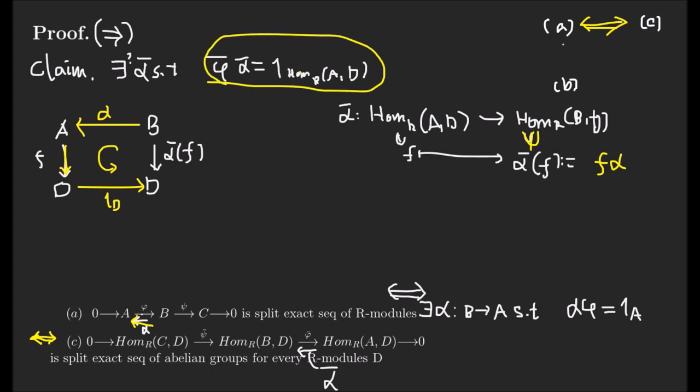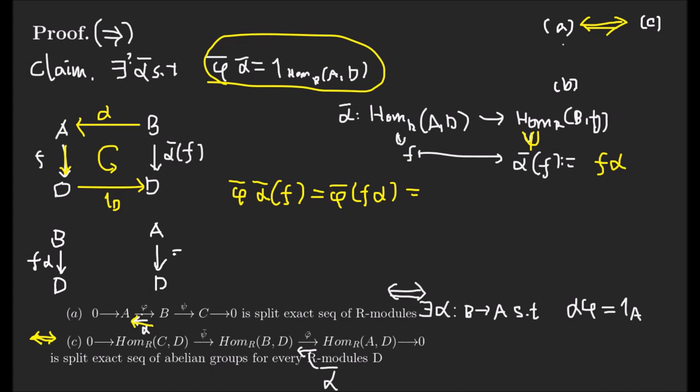Then our claim is that this map holds this relation. Let's check this. Bar alpha f, by our definition, is phi f alpha. And what is phi f alpha? Let's draw the diagram. In this case, the map from Hom_R(B, D) to Hom_R(A, D) is phi f alpha. To define it, let's draw the diagram. In this case, A to B, not B to A, so this is not alpha, this is phi.